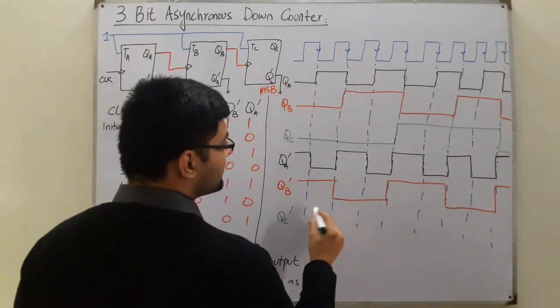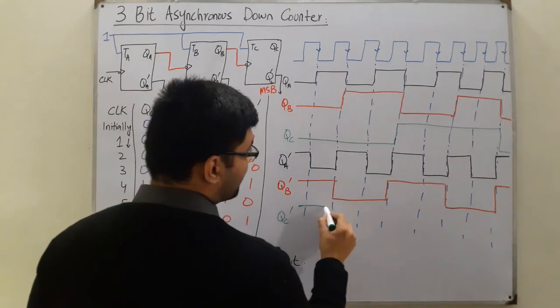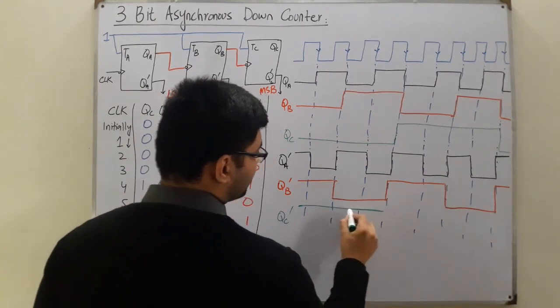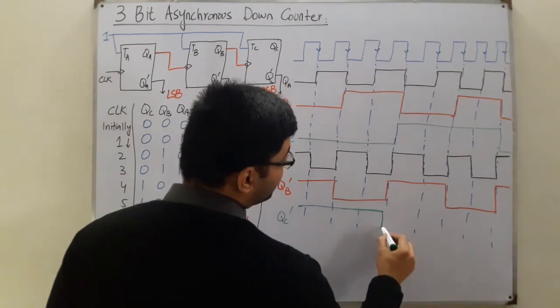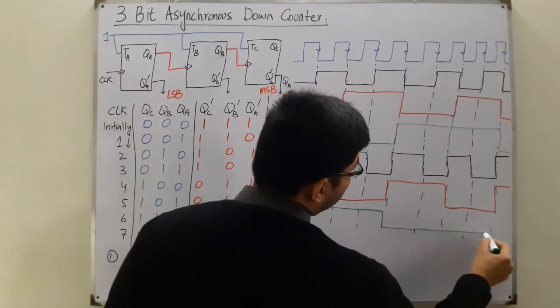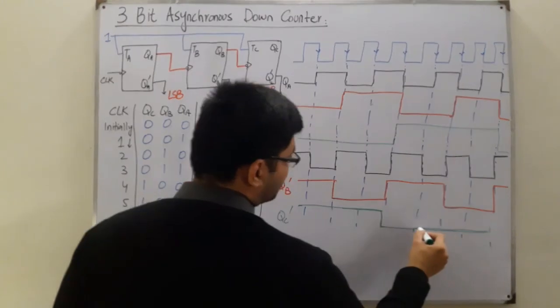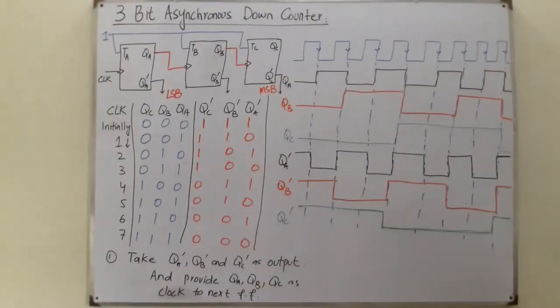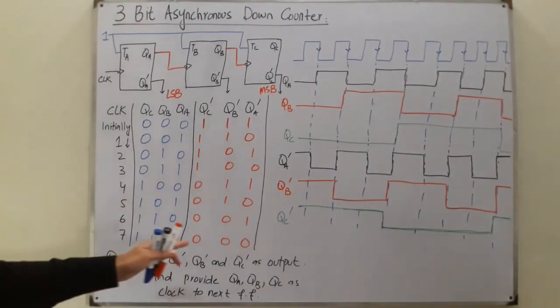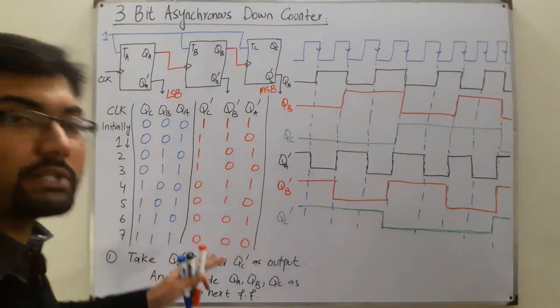And what do we have to do? Initially it is high for this period of time. Then it goes high, so this would go low. This goes low till here. Is that fine? So this is your output. Now you have designed your 3-bit asynchronous down counter.